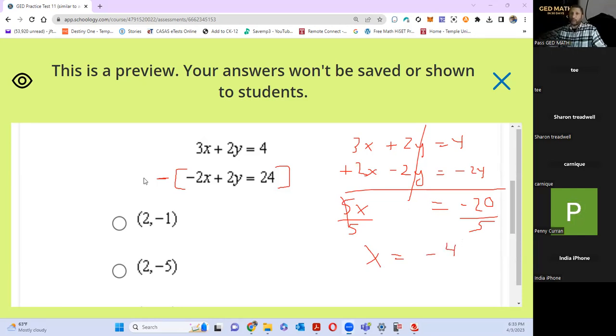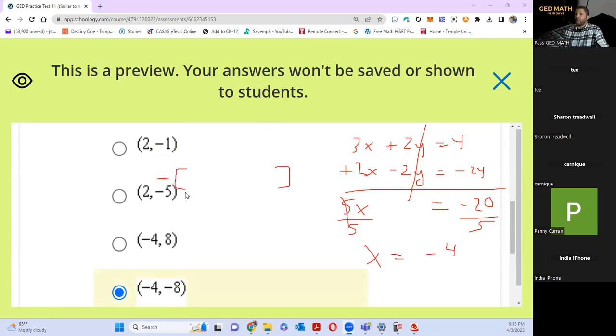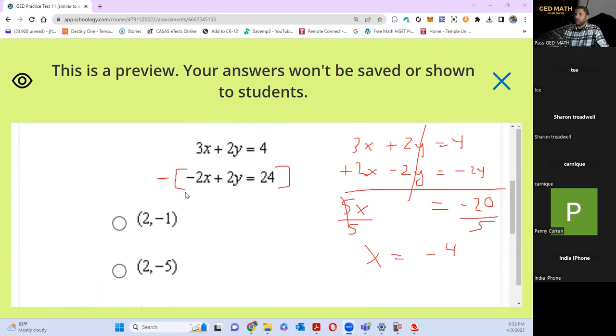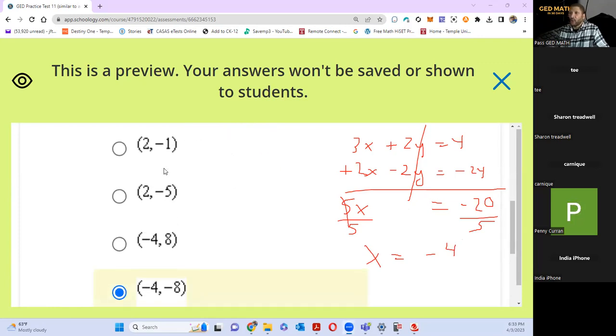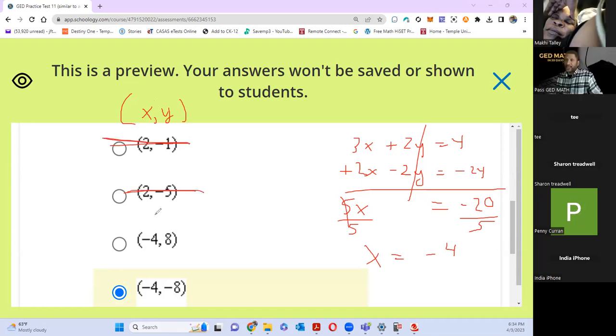So let's look back at the multiple choice. We know x is -4, right? Let me save this first. Let me take a picture. Now let me erase this here. We have two options where x is -4. What two options can we get rid of right now? The first one and the second one, because we know every point has x comma y, and x is first. Since x is -4, it can't be the first or the second one.